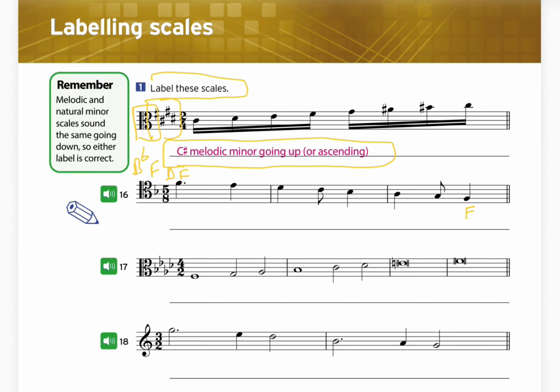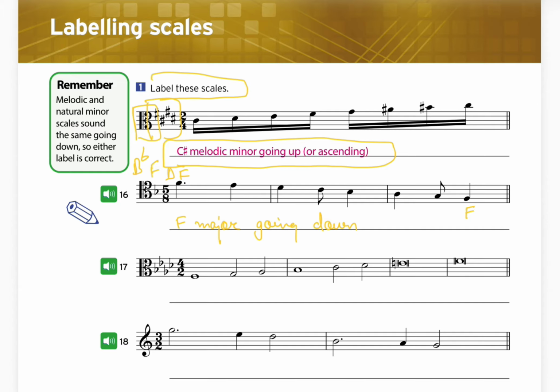Now second thing you have to see, is it going down or is it going up? So you can see this is going down. So simply the answer would be F major going down, or you can write descending.